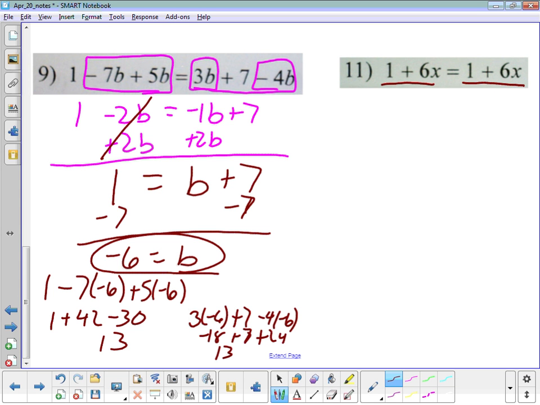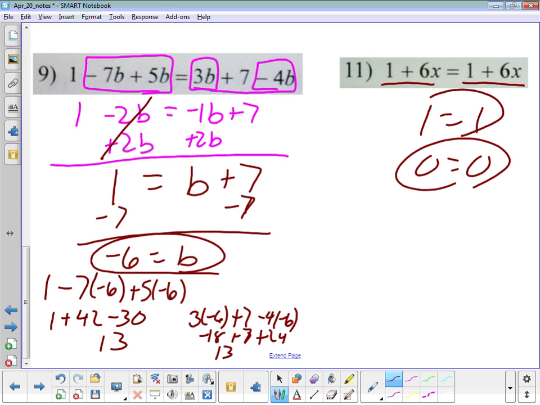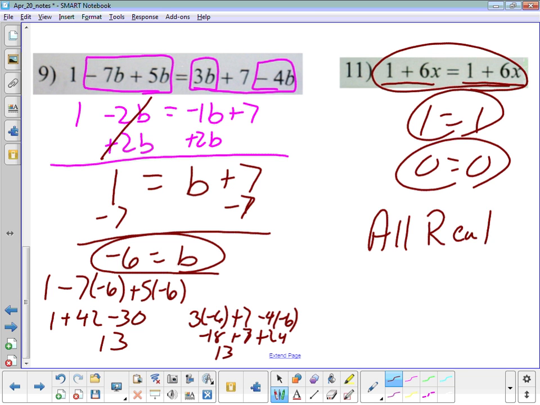So if I subtracted a 6x, I would be down to 1 equals 1. If I subtracted a 1 from both sides, I get 0 equals 0. These are always true statements, the way they're written, no matter what I put in for x. So our answer is all real numbers. If we get a problem like this, it's all real numbers because both sides are exactly the same.